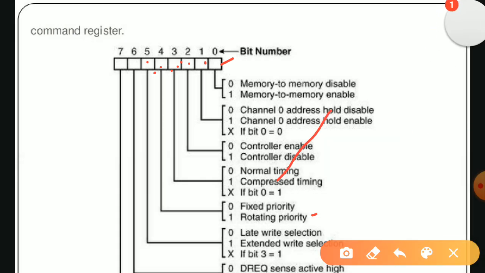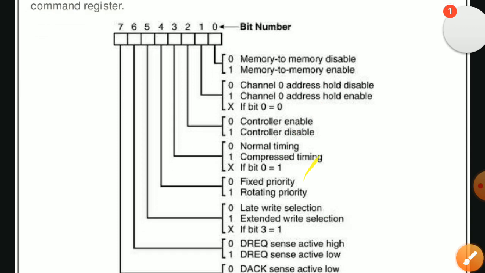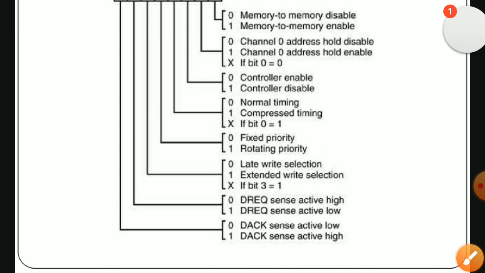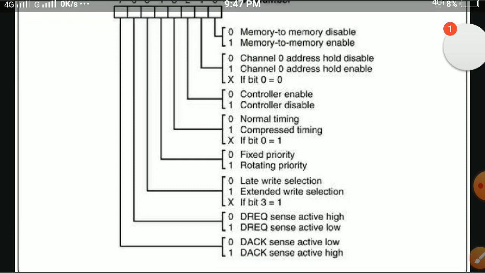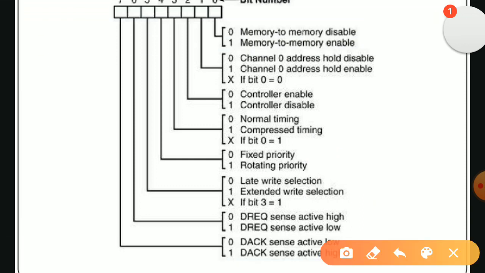And the next things are bit position 6 and bit position 7. What is bit position 6? DREQ sense active high, DREQ sense active low. That is about the DMA request, whether it is high or low. And the last, the seventh position, is about DACK, whether the acknowledgement is received or not.